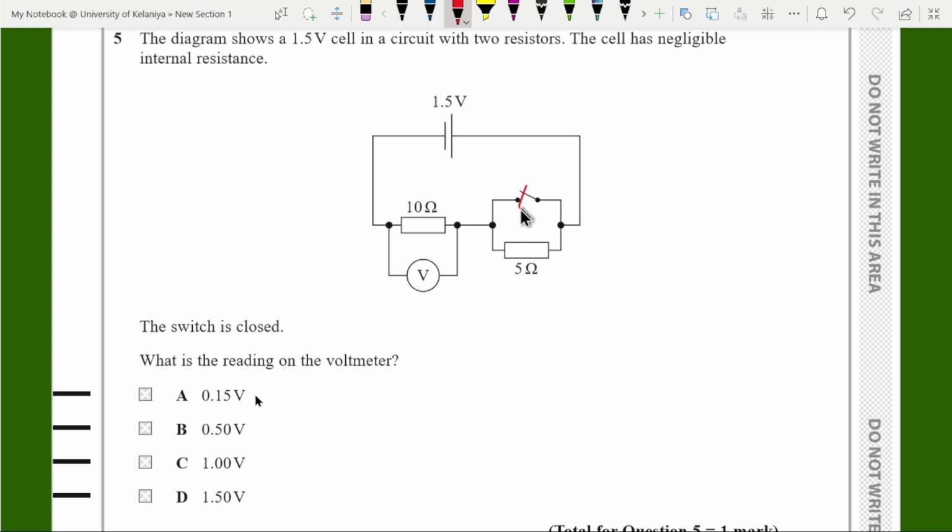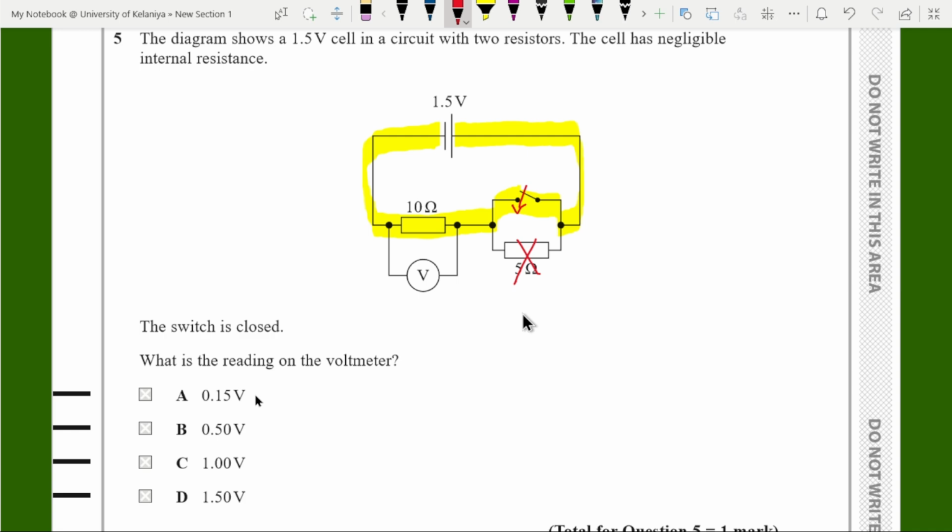So if the switch is closed, then what will happen? The current will take this path. It will move like this, and it will take this path because it has no resistance. We assume the wires, the copper wires, don't have any resistance. So it will move like this, so we don't need to consider this 5 ohm resistor at all.